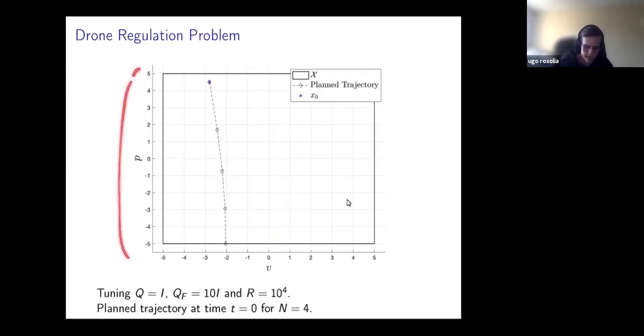So in this figure, again, on the y-axis we have the position. On the x-axis we have the velocity. And here I plotted the optimal predicted trajectory at time 0. And so again, we see that the controller planned a trajectory that is barely inside our constraint set.